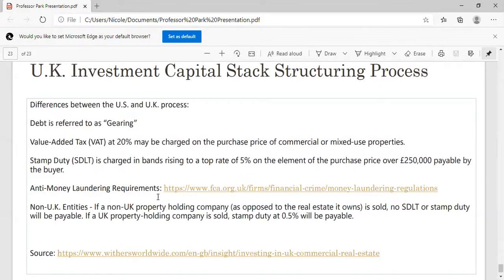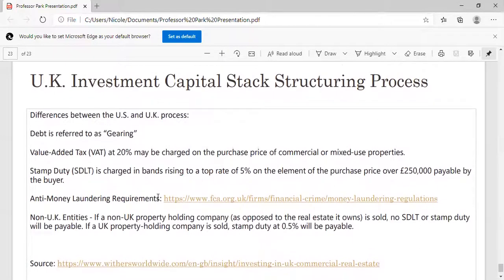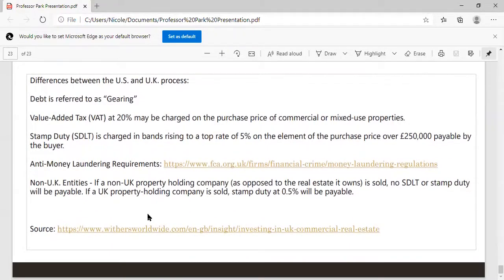They also have something called a stamp duty, which is charged in bands rising to a top rate of 5% on elements of the purchase price over £250,000 that the buyer usually has to pay. Now you can negotiate with the seller, and it depends on the property, but you can have them help cover some of that stamp duty costs. But it's again another addition to what the price of working in the UK or investing in the UK is.